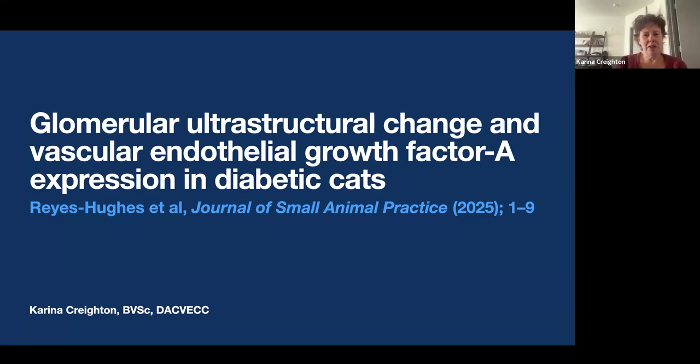So this is, as much as anything else, an interesting paper to me because of the questions that it made me think about, rather than the content itself, because I think the content was a little bit slight, necessarily, given the number of cases they had and the fact that it was retrospective pathology samples. But it was a paper out of Bristol looking at glomerular ultrastructural changes and VEGF-A expression in diabetic cats. It's e-published on JSAP at the moment.